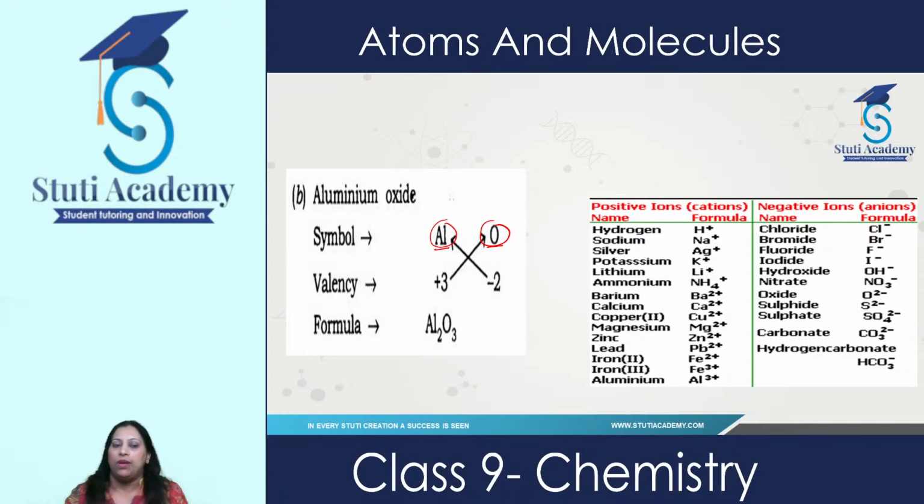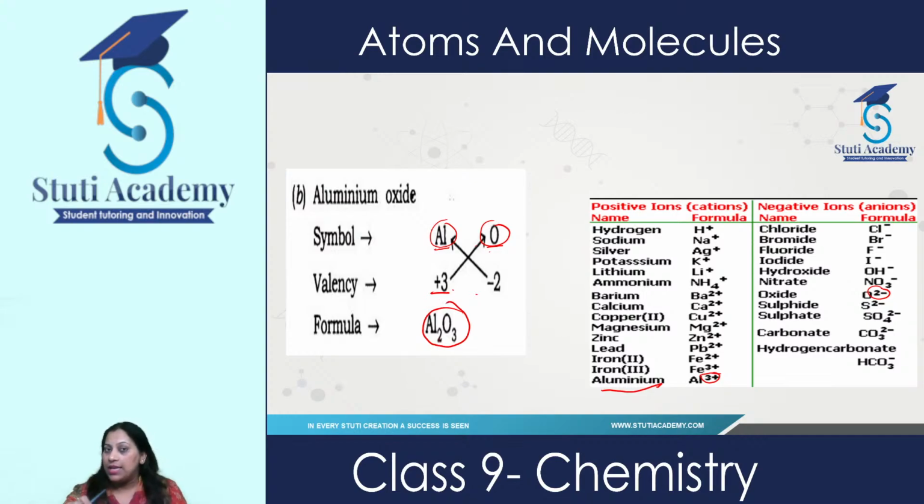Now look at the table. Aluminium, where is aluminium written? Here it is, and its valency is 3 positive. So I have written plus 3 here. Oxygen, it means oxide, has 2 minus. So I have written minus 2 here. And then crisscross their valencies and we'll write it like this: Al2O3.